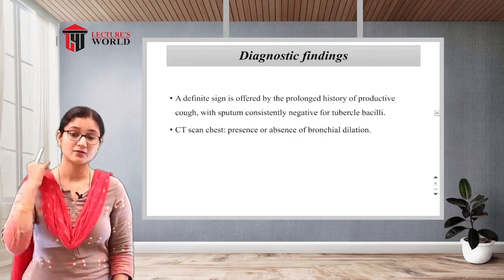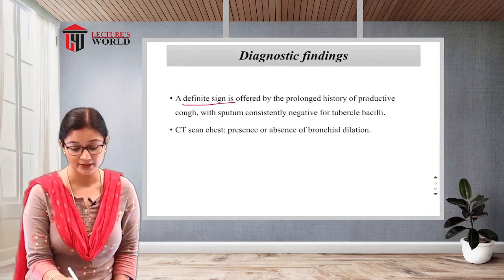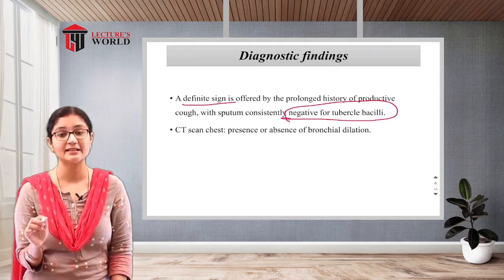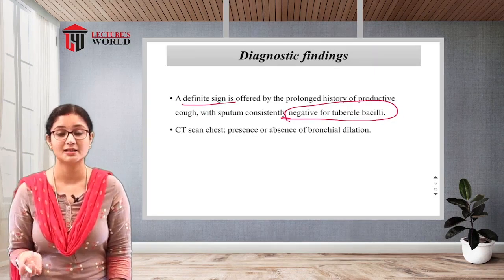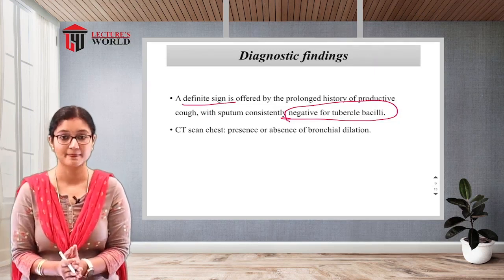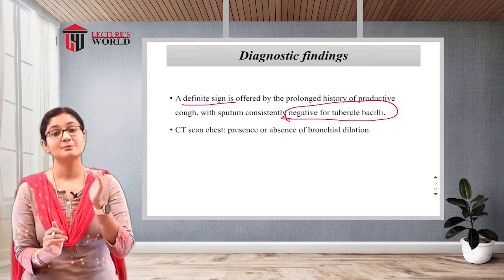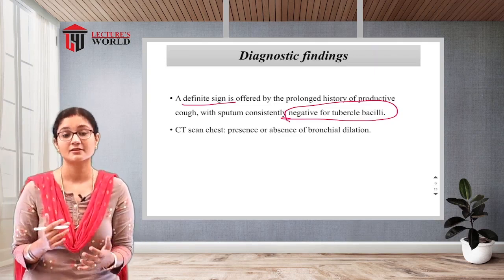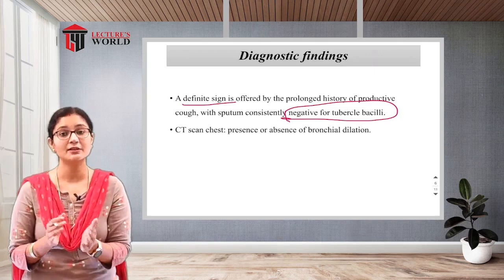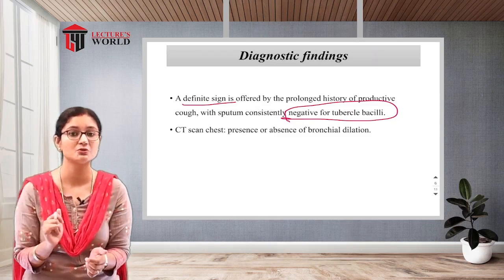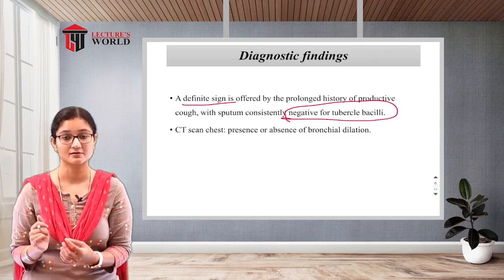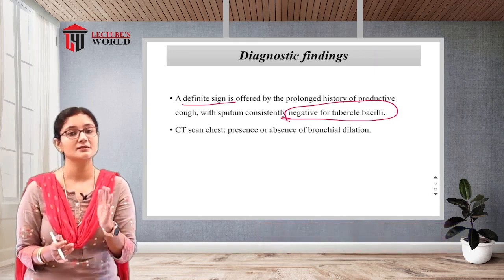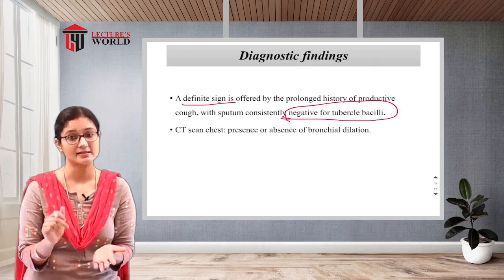What is this? This is a very important diagnostic finding. You have to see that a definitive sign is offered by a prolonged history of productive cough with sputum consistently. This is very important. Negative for tubercle bacilli. What you mean by this is that the patient should not be diagnosed as pulmonary tuberculosis, because we have seen in pulmonary TB also that the person is having cough, right? He may have productive cough, that is, sputum can be there. So when the person is complaining of this, first we will tell them to go for sputum culture for Mycobacterium tuberculosis, right? This tubercle bacilli will be detected. If it is coming negative for tubercle bacilli, then only can we see that this person can have a chance of bronchiectasis. Are you understanding?